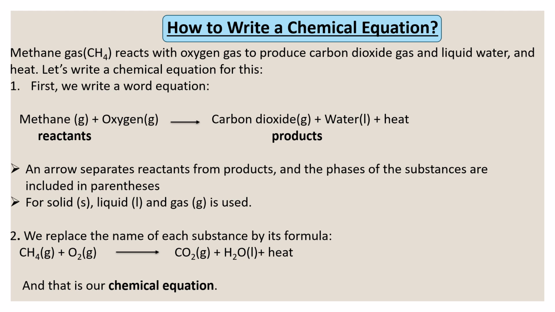An arrow separates reactants from products, and the phases of the substances are included in parentheses. For solid, (s); for liquid, small (l); and for gas, small (g) is used. We replace the name of each substance by its formula. CH4 gas plus O2 gas, arrow, CO2 gas plus H2O liquid plus heat, and that is our chemical equation.